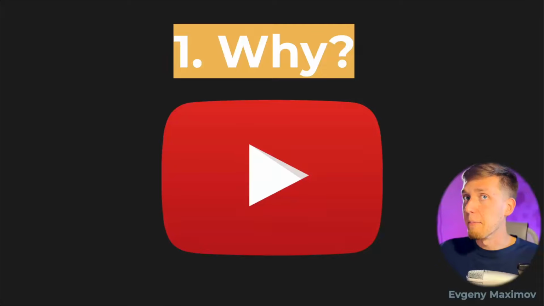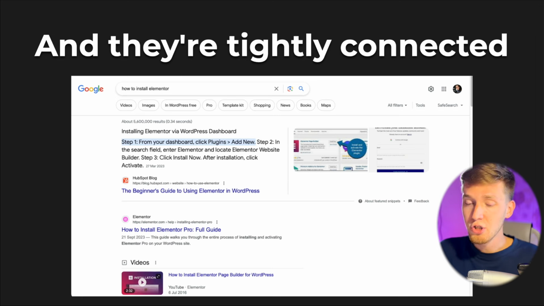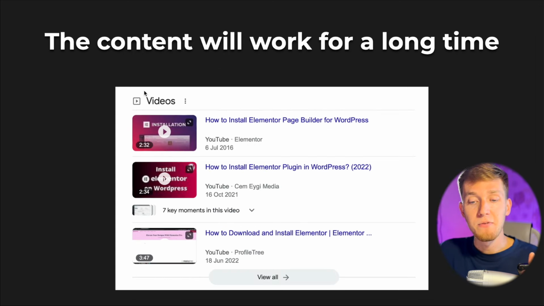Firstly, we need to speak about why. We need to answer this question, and first one, YouTube is the second most popular search engine after Google. And you probably know that YouTube is part of Google, so it's tightly connected. Type any search term in Google search and you will have YouTube videos.